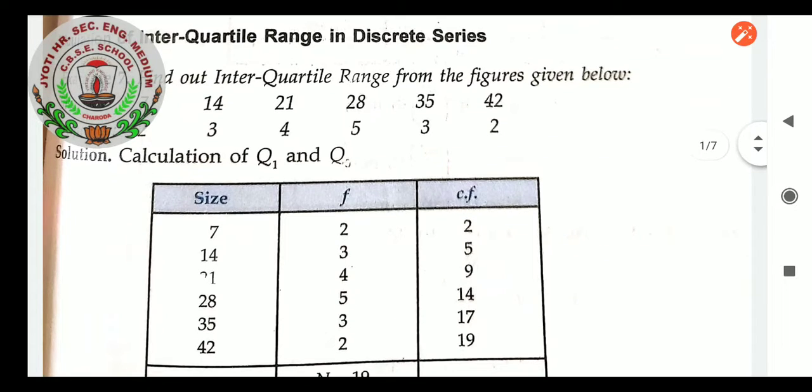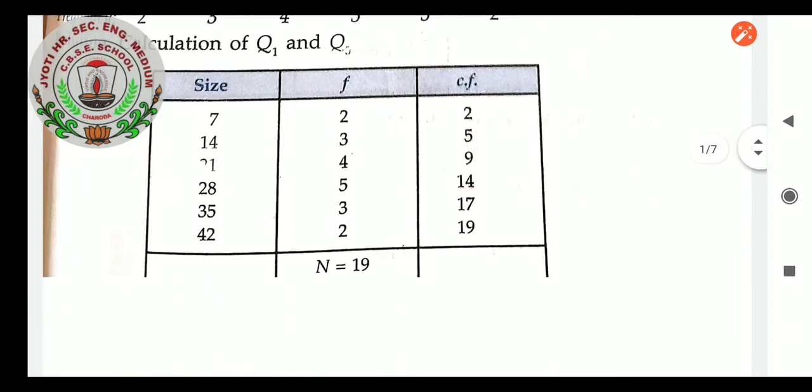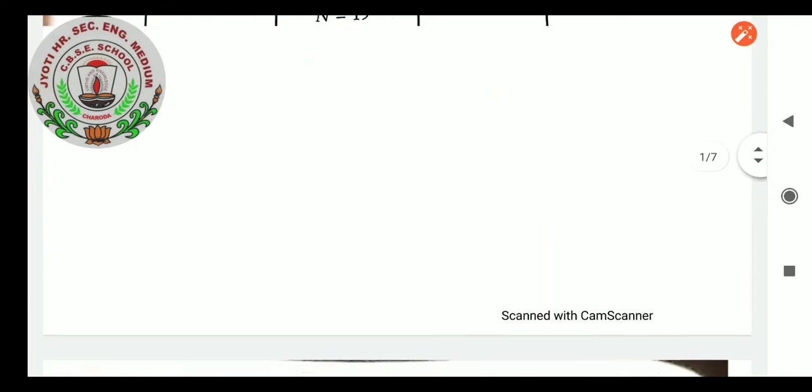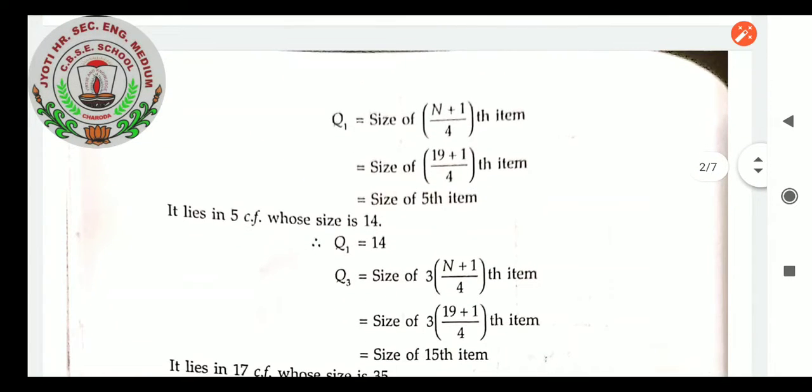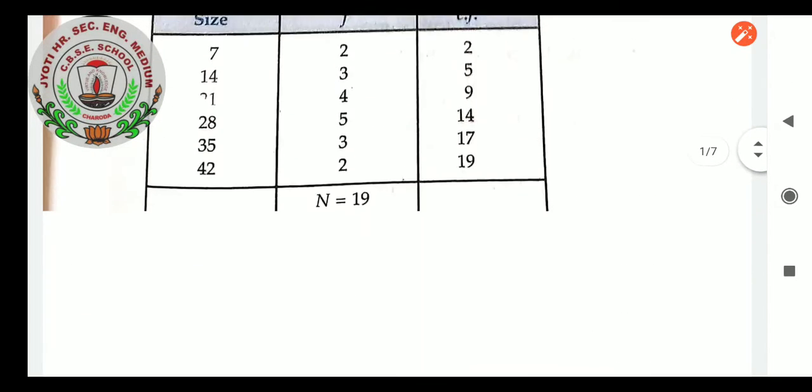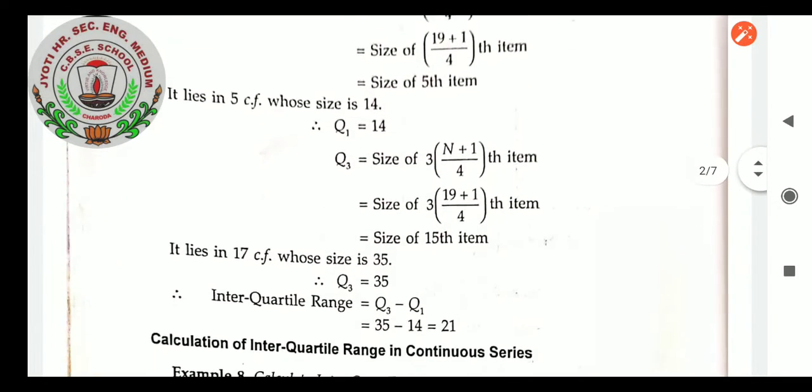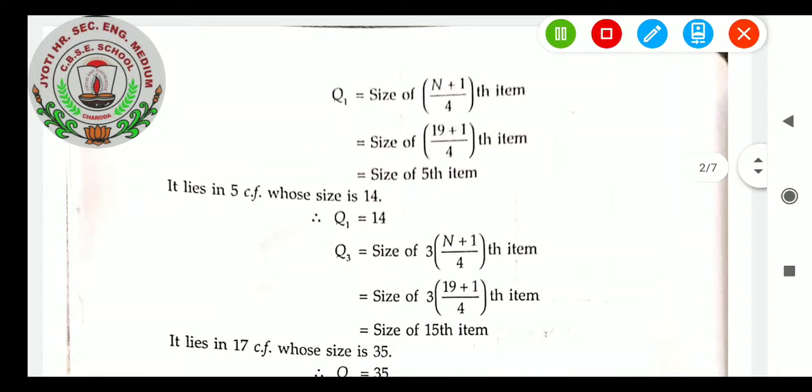Size we see 7, 14, 21, 28, in serial order. Frequency is given 3, 4, 5, 3, 2. Okay, CF we will be taking. Here, students, for Q1 we want to take the size of (N plus 1) by 4, where N is the total frequency. N is 19, so 19 plus 1 is 20.